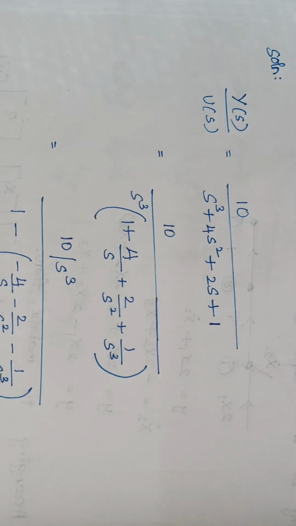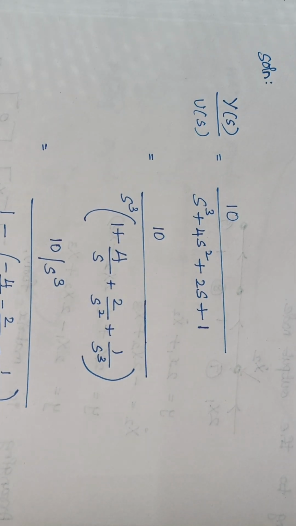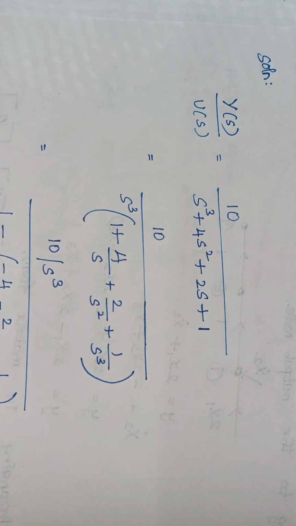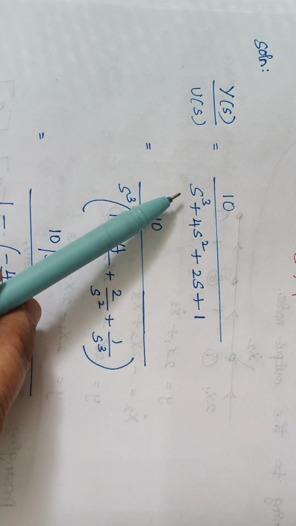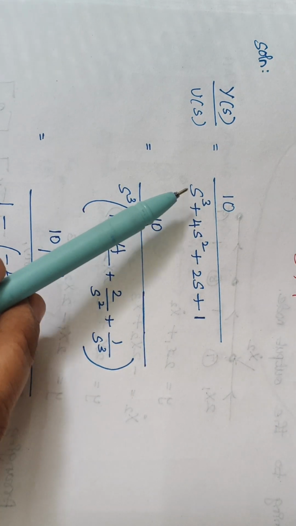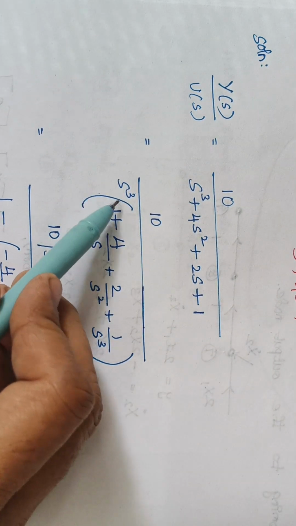formula, right? Here Mason's gain formula comes under the topic signal flow graph. Now we are going to solve this problem using a signal flow graph, right? So here the first step is, in the denominator term, the maximum power is s cube. So here I am taking s cube commonly outside.